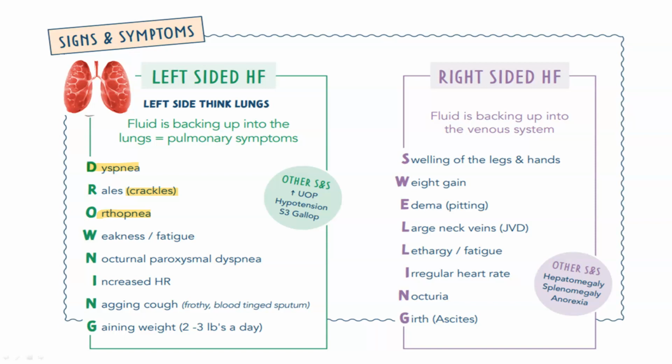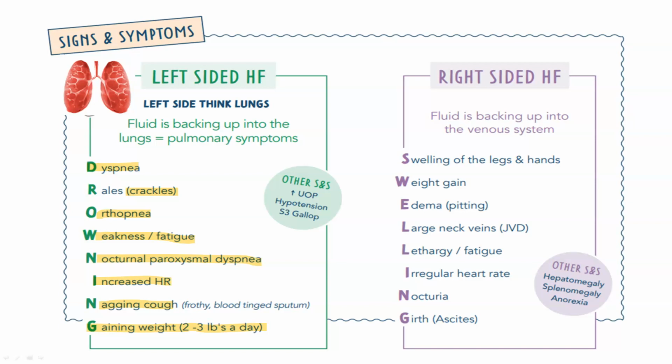If it's difficult to breathe and you're not perfusing, you're going to have weakness and fatigue. You can have issues with not being able to sleep well because of that sudden onset of dyspnea. So nocturnal paroxysmal, a sudden onset of dyspnea. You would expect an increased heart rate because of the compensatory mechanisms. Pulmonary congestion is going to lead to that nagging cough, that pink, frothy, blood-tinged sputum. And then you would still want to do their daily weights.